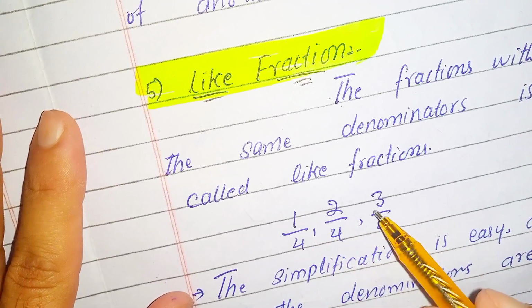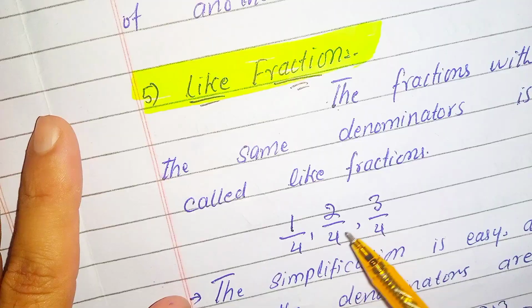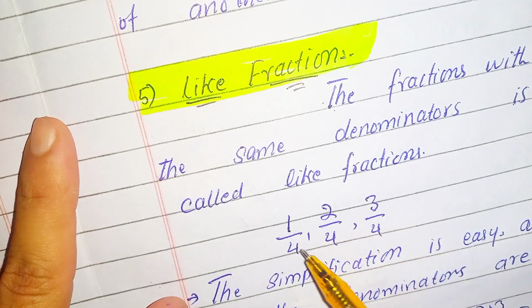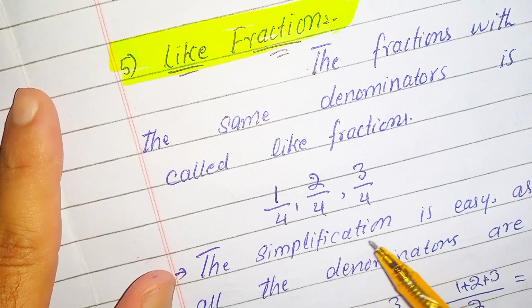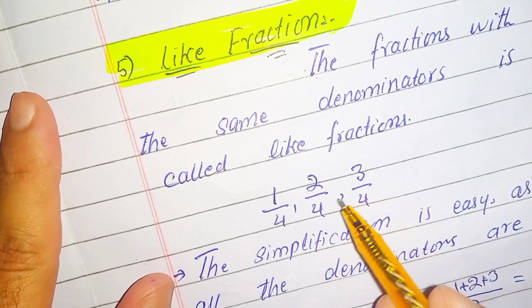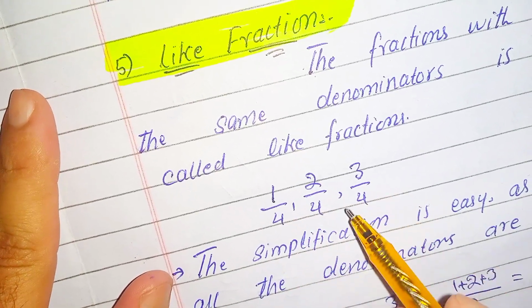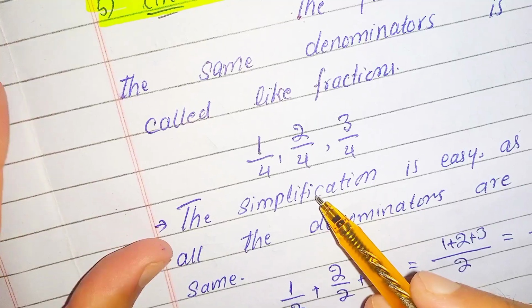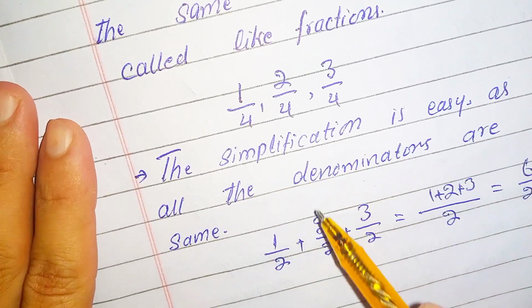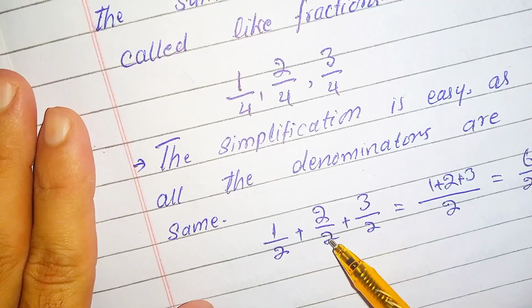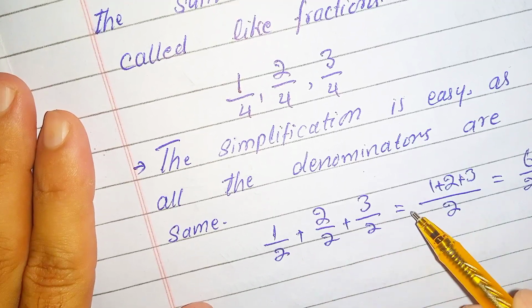Here we see that the denominators of these fractions are the same, and we can say that these fractions are like fractions because they have the same denominator. The simplification of such fractions is easy because we can easily add or subtract them. Just like 1 over 2 plus 2 over 2 plus 3 over 2 is equal to.